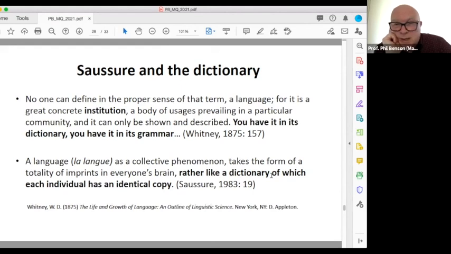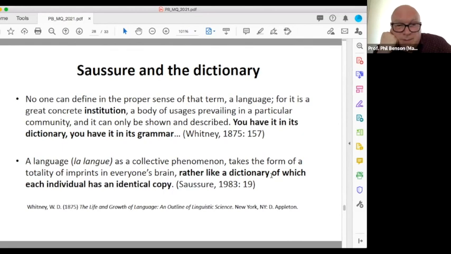So what Whitney was saying there is that you can't actually say what a language is itself. All you can say really is what a dictionary is, and what a grammar is, and what you find in the dictionary, what you find in the grammar, that's a language. But actually the language itself is something that really escapes that, something much bigger and much more diffuse than any of those things. Now, Whitney knew what he was talking about because he edited a 12-volume dictionary of English, the Century Dictionary.